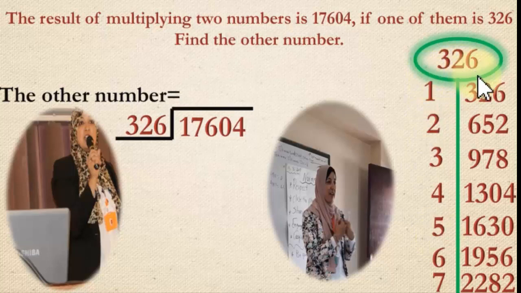1 times 326 equals 326. 2 times 326 equals 652. 3 times 326 equals 978. 4 times 326 equals 1304. 5 times 326 equals 1630. 6 times 326 equals 1956. 7 times 326 equals 2282.